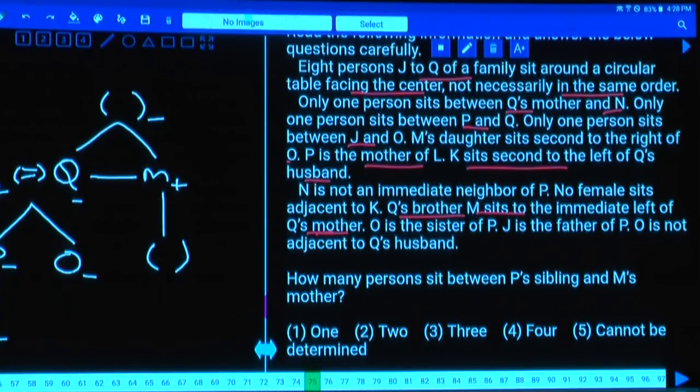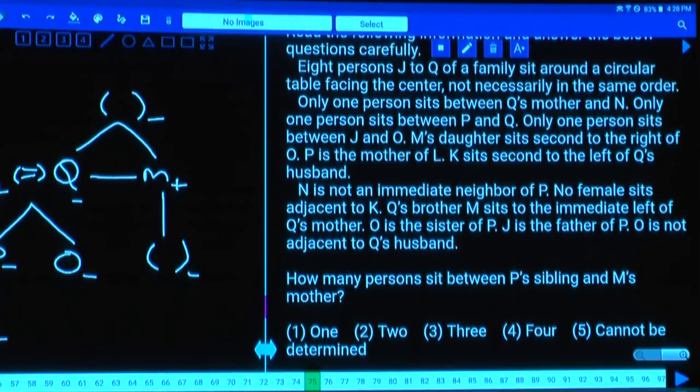Hence how many persons are there? 8 persons. As there are 8 persons, how many persons are left out? Tell me. P is the mother of L. And who are the remaining two? K and N. Earlier we had discussed Q's mother and N. Q's mother cannot be N. Why can Q's mother not be N? Hence N will be here.